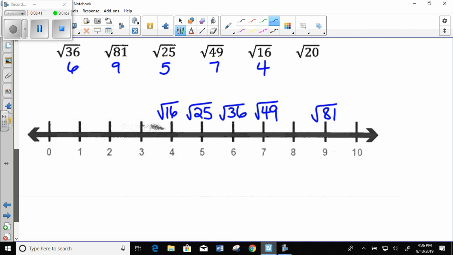And the square root of 20, where would that go? So it's not a perfect square, you're going to get a decimal. So between which two numbers would it be? So hopefully you figured out that 20 is between 16 and 25. So it's going to be between 4 and 5. So the square root of 20 is going to be somewhere in between here. Okay? So you should have gotten 4.5 for that.